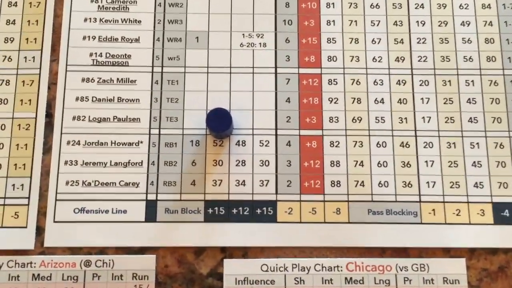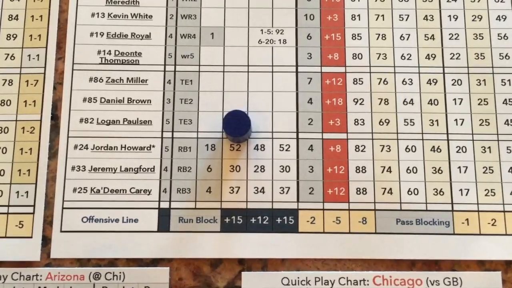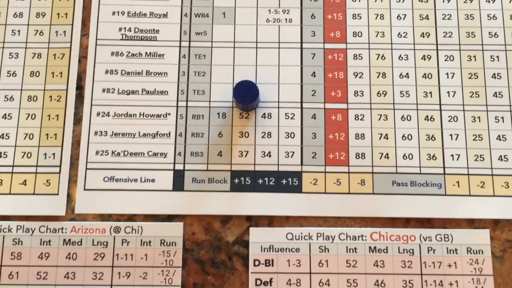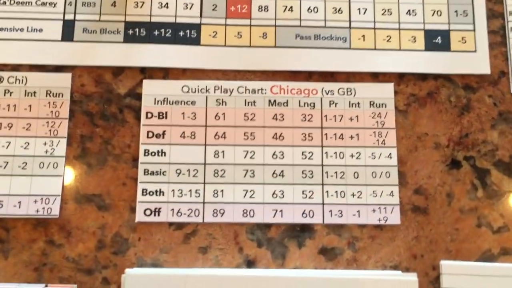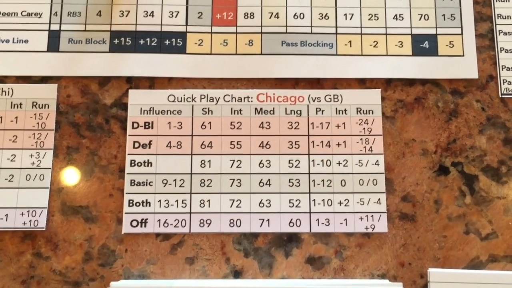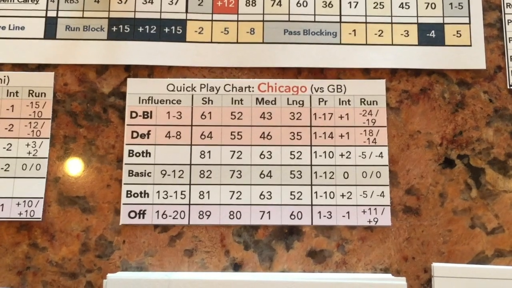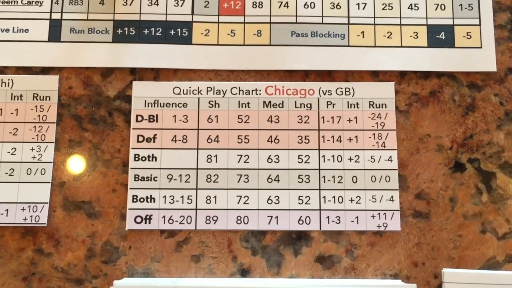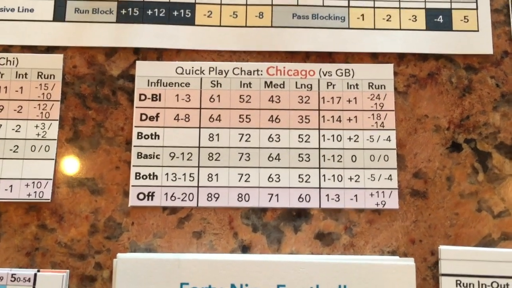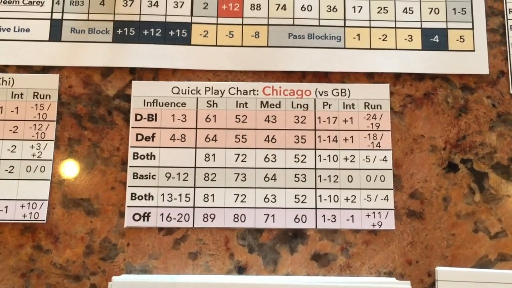So Jordan Howard, his inside run is a 52. Let's say that's the play that's called. You're going to roll a D20 to see which row of influence you're going to have. And if it was a 5, it's going to be minus 18. If it was an off tackle run, it'd be minus 14.